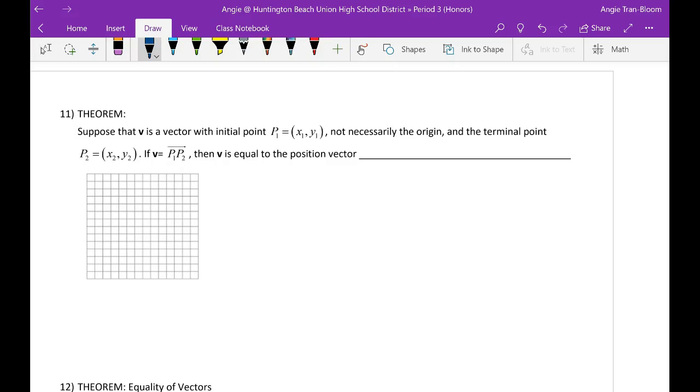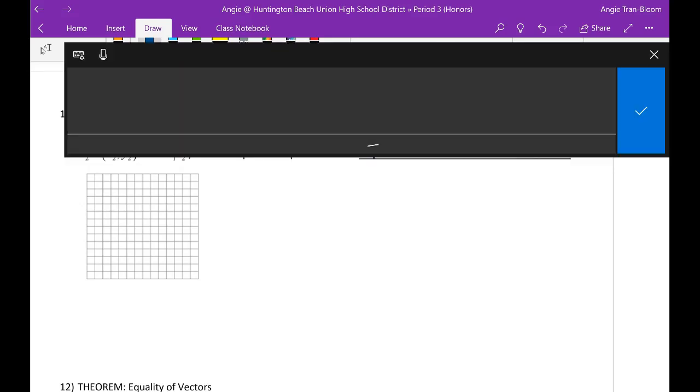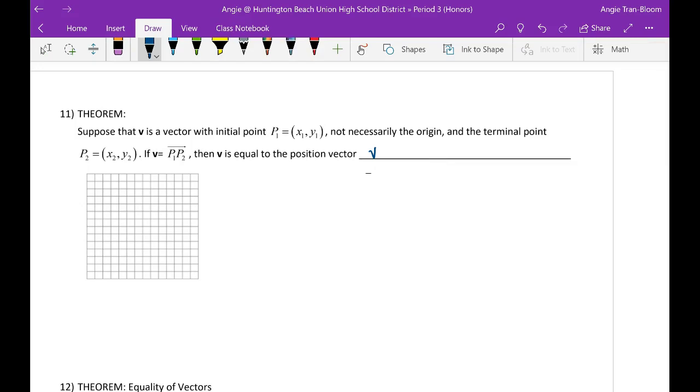Suppose that V is a vector with initial point P. Let's call it P1 because we're going to have 2 points here. So P1 is some x1 comma y1, not necessarily at the origin. And the terminal point is called P2. It's called x2 comma y2. If vector V is from P1 to P2, then V is equal to the position vector, let's denote it with the vector symbol, equal to.